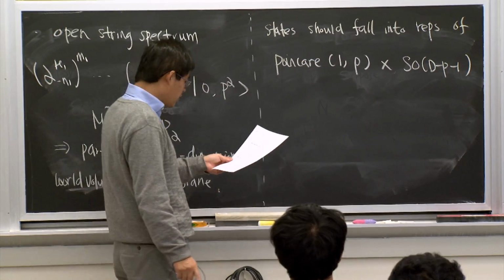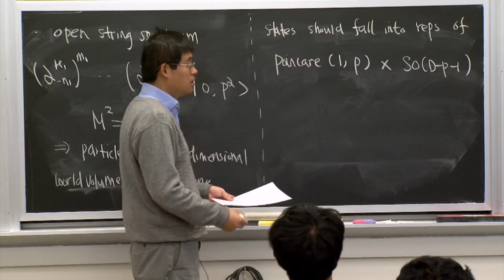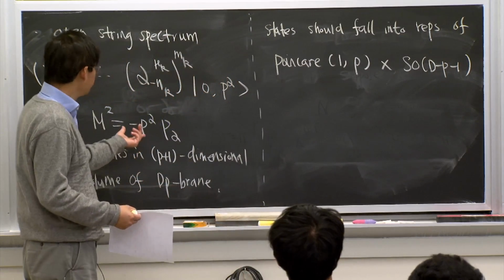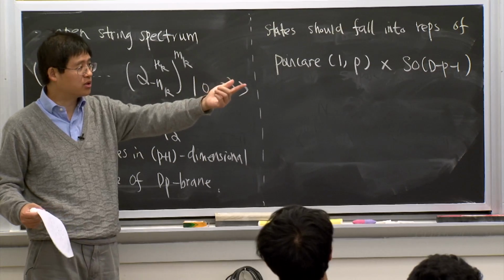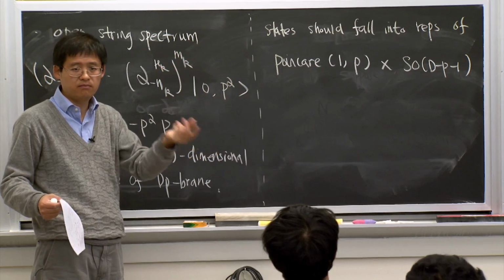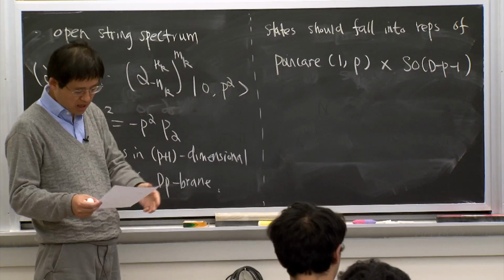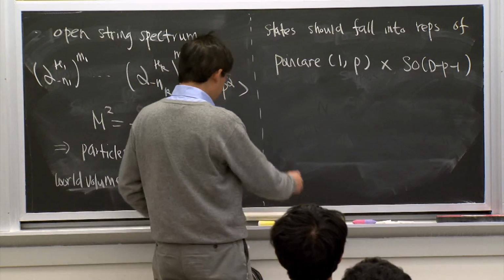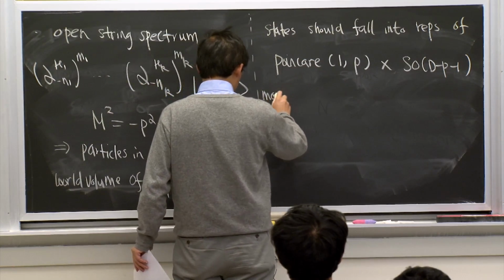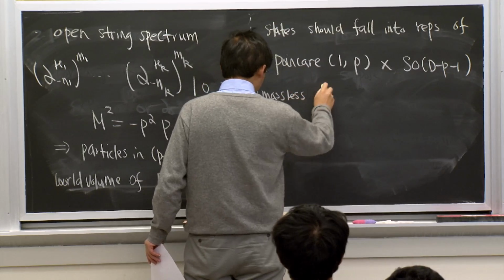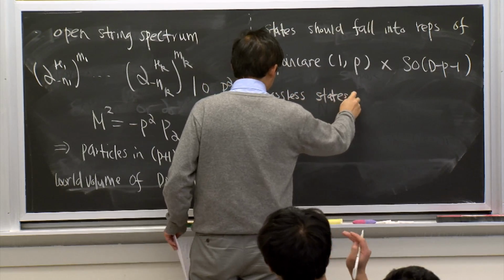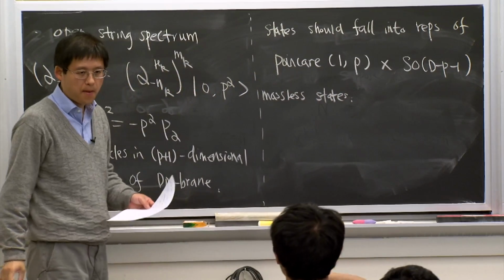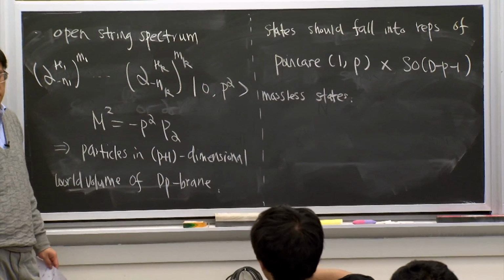So now let's again look at the massless states. As I mentioned before, the mass formula is exactly the same as before because the oscillation mode behaves exactly the same. So the mass formula behaves the same as before. So the massless state then is the following.